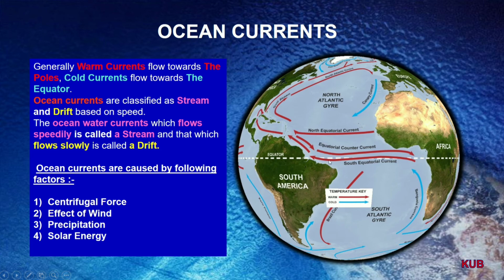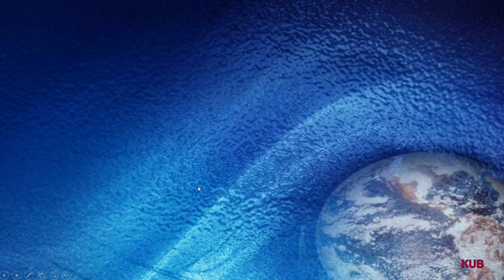Ocean currents are classified as streams and drifts based on speed. Ocean water currents that flow very speedily are called streams, and those that flow very slowly are called drifts. Ocean currents are caused by the following factors: centrifugal force, effects of winds, precipitation, and solar energy. Let's discuss those in detail.